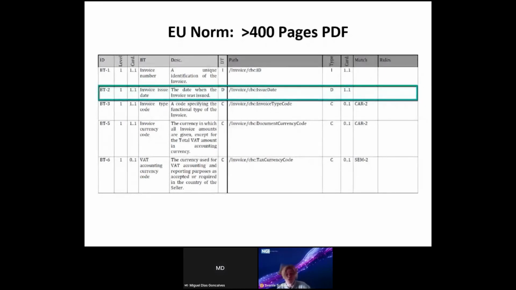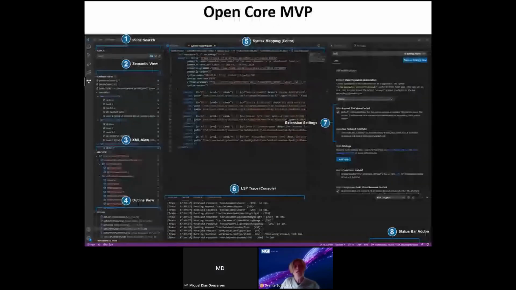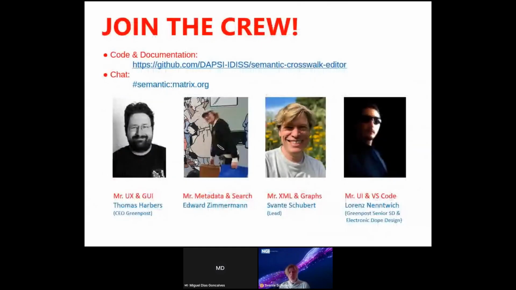Because nobody wants to copy and paste content from 400 pages, we extracted the data back into structured XML, and we're using our MVP tool to validate it. So a quick look at our MVP tool. You see it's a Visual Studio Code extension, and in the open core we're standalone, but we'll be available in the cloud very soon. As a prototype, we've chosen this European invoice norm, but we can be applied to any other domain. Your domain, just contact us. Join the team. It's open source.